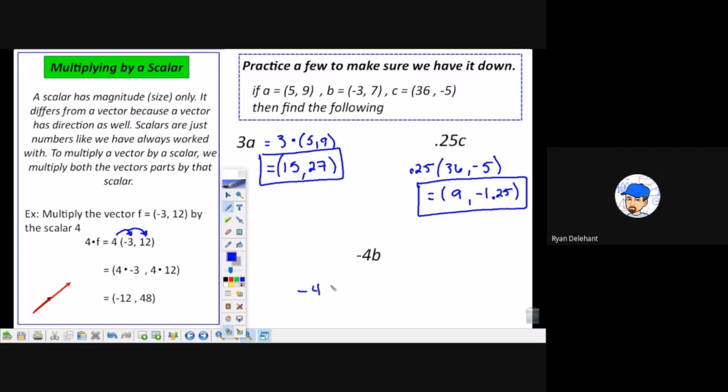All right, negative 4b, that's negative 3, 7. So a negative and a negative gives us our positives. So that's 12 and negative 28.